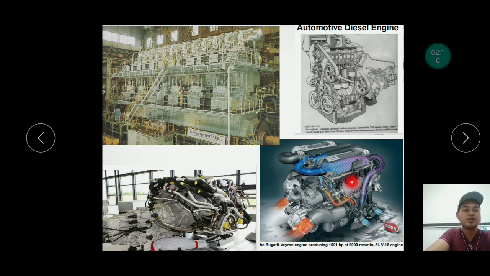Here we can see an engine used in cars. The Bugatti Veyron engine produces 1001 horsepower at 6000 revolutions per minute. It's an 8-liter V16 engine. So it's a V-type engine, 16 cylinders, 8 liters.